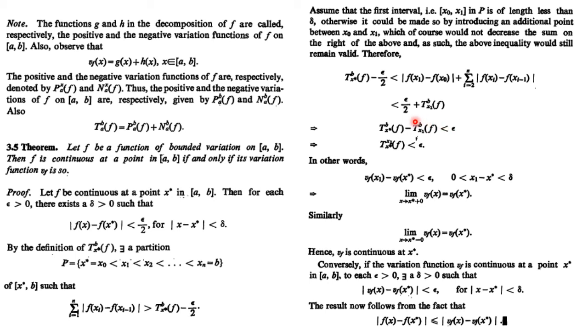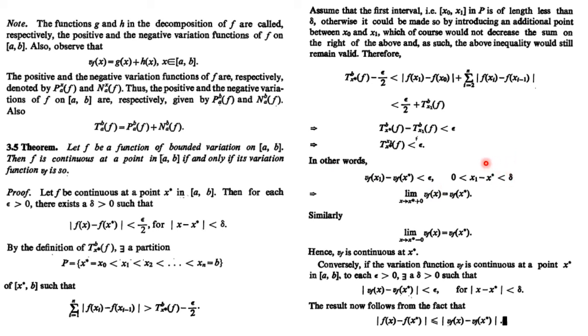Right? Now we can write this minus of this as the plus of the total variation of f going from b to x1. Okay, and then we can combine these two, and we get the total variation of the function going from x star to x1. So we get that this is less than epsilon. Now this is nothing but the variation function at x1 minus the variation function at x star. So we get this thing is less than epsilon whenever x1 minus x star is less than delta.